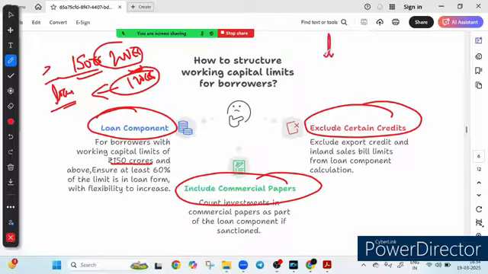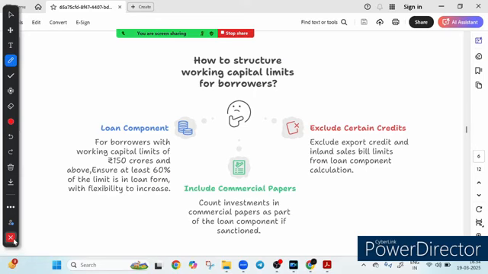So basically, in the loan component calculation, the first thing is that for a borrower having a working capital limit of 150 crore and more, at least 60% should be the loan component. Second point, any commercial paper should be part of the loan component, and we have to exclude some kinds of credit, like export credit and inland sales bill limit, from the loan component. That is how to structure the working capital limit for a borrower.